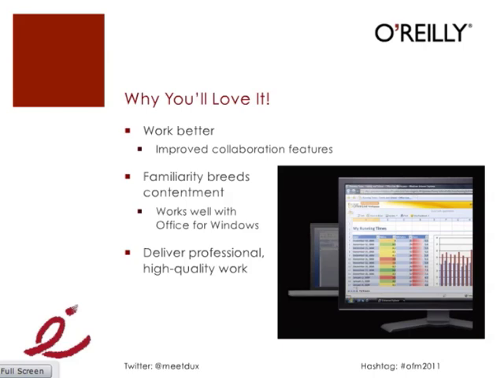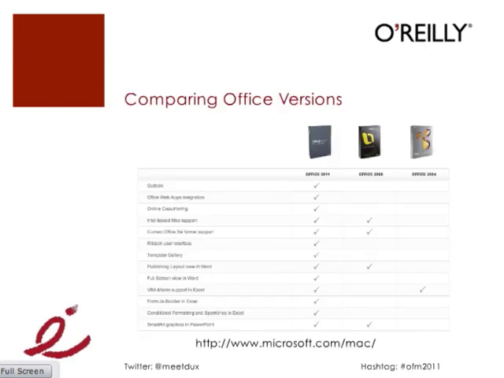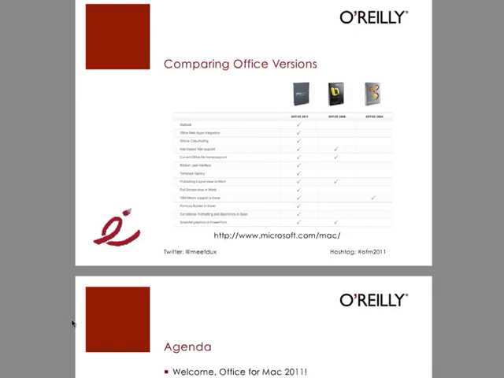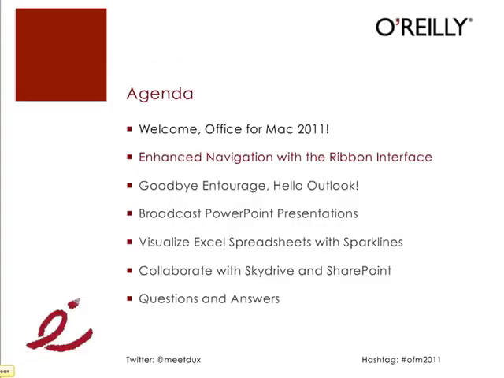Okay, so with that high level, here's a quick table. I know it's kind of small, but if you full screen this, you'll see it better. You'll find this table on the Microsoft.com/Mac site. It showcases the comparison between 2011, 2008, and I think the 2004 version, and what you're getting from one version to the other. You can certainly find that at this URL. I thought I'd put this quick comparison there for you. All right, so let's get at it.